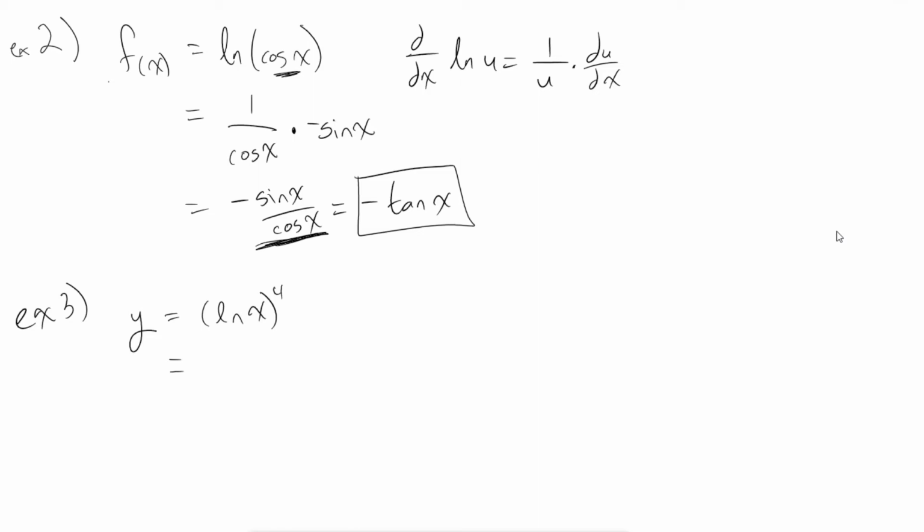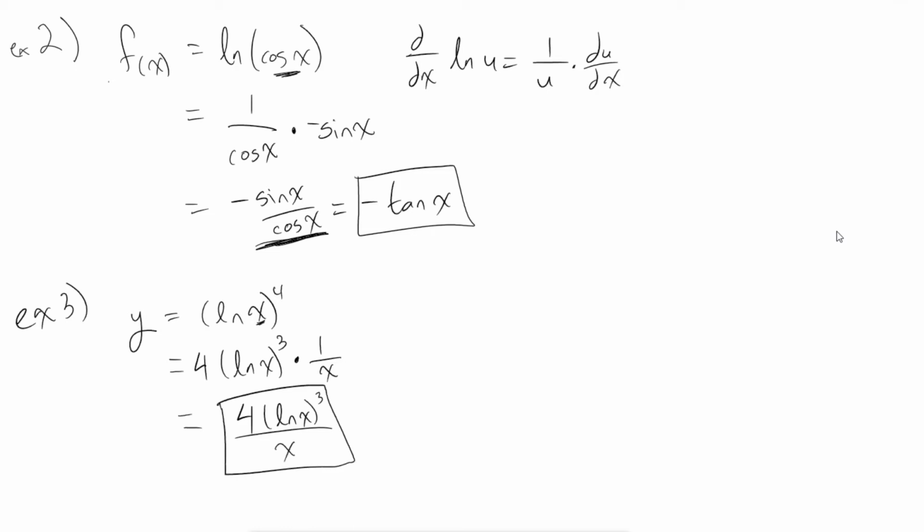Really, this is almost a triple chain rule, but since it's just the ln of plain old x, it makes our life easier. So the derivative of the outside is 4 times ln x to the power of 3. And the derivative of the inside is just plain old 1 over x, because the derivative of ln x is equal to 1 over x. So our simplified version is 4 ln x cubed divided by x. That's it. That's example number 3.